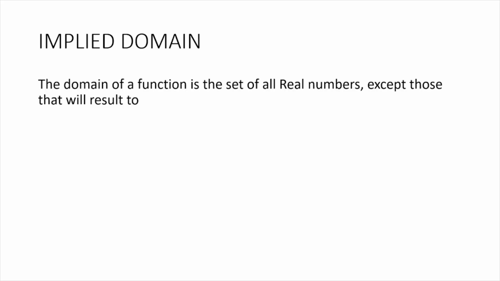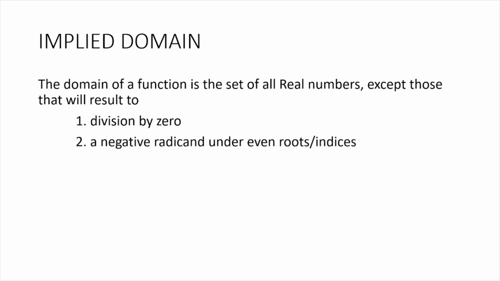Hence, we have what we call the implied domain. Basically, for any function, the domain, or the set of all x values, is the set of all real numbers except those that will result in, number 1, division by 0. So we have to avoid x values that will lead to division by 0, because again, this will result in undefined function values. And number 2, we also have to avoid x values that will lead to a negative radicand under even roots or indices, because again, this will result in imaginary numbers, right?